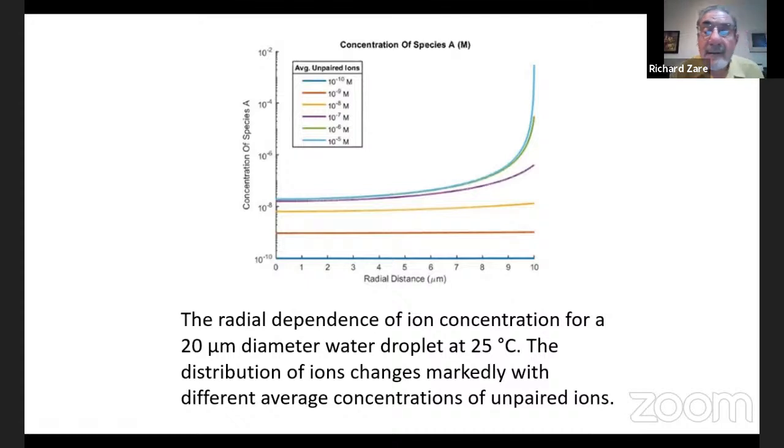We're looking at concentrations of species A, okay, that indeed, as we get more ions built up, this thing peaks as we go to the periphery. And hopefully you see this sharp increase. This is the distribution of ions changed markedly with different average concentrations of unpaired ions. And we see that this goes on all the way in with some distance. And these are distances in microns, not nanometers. These are microns, and they're really penetrating into this droplet.